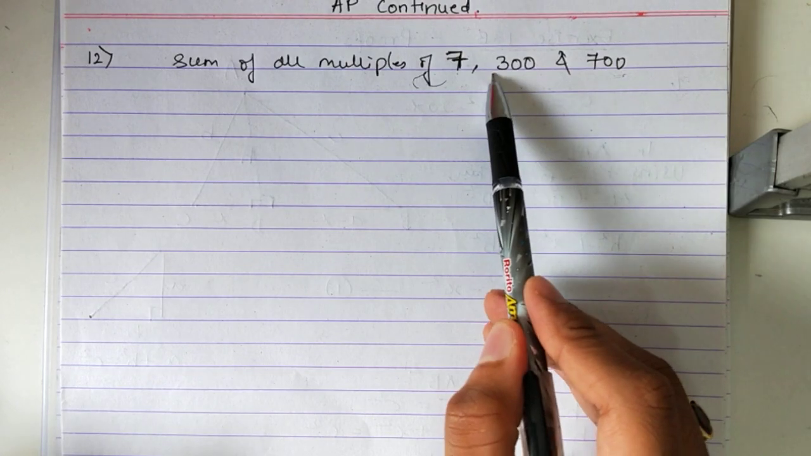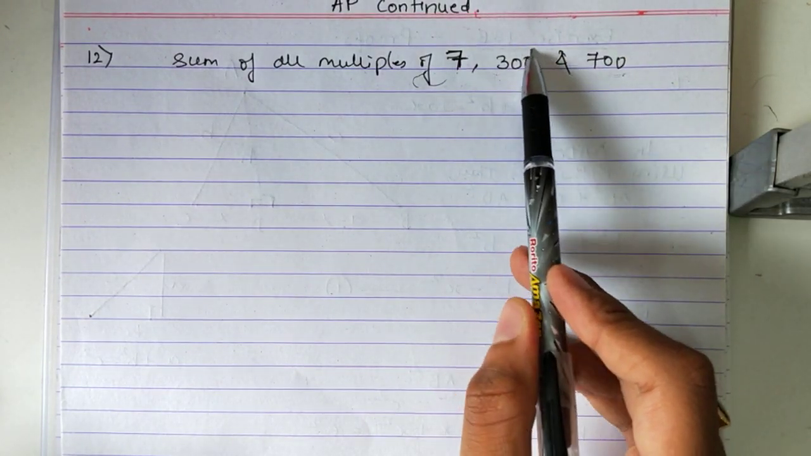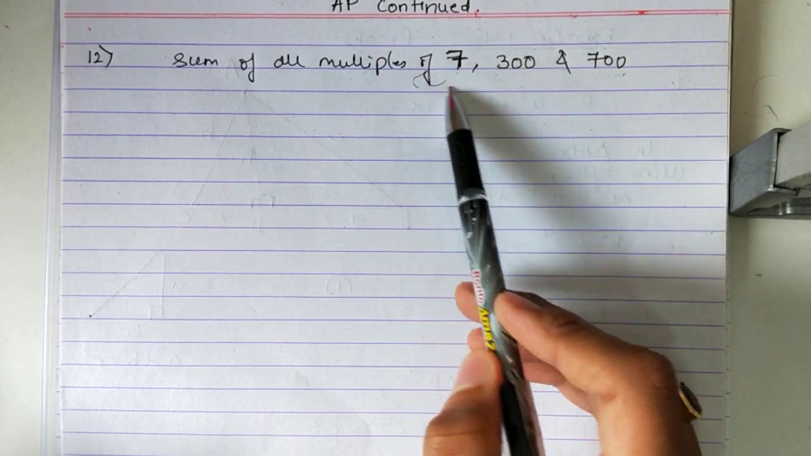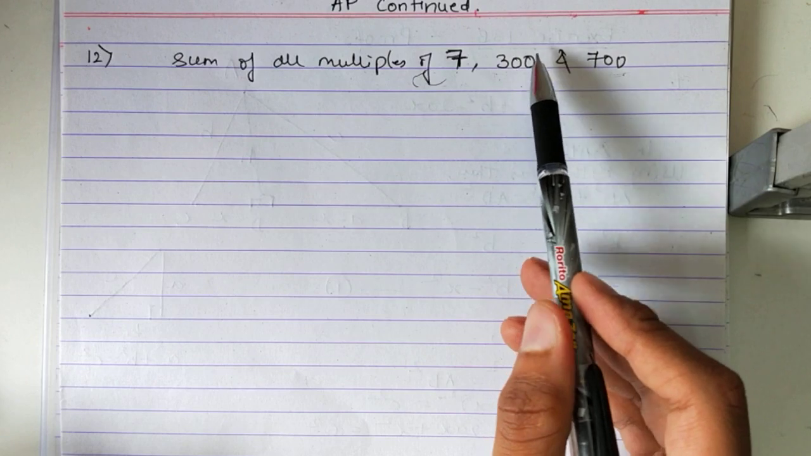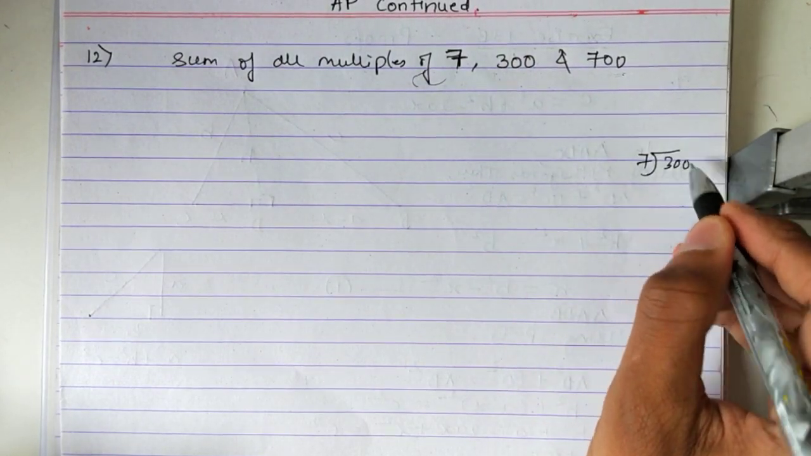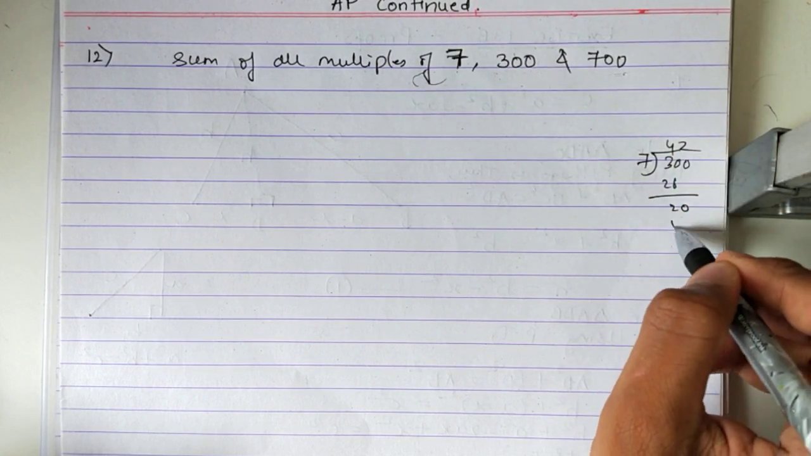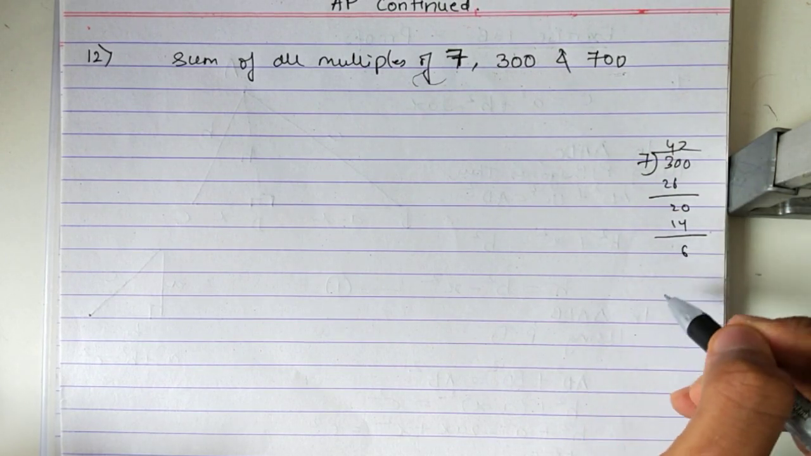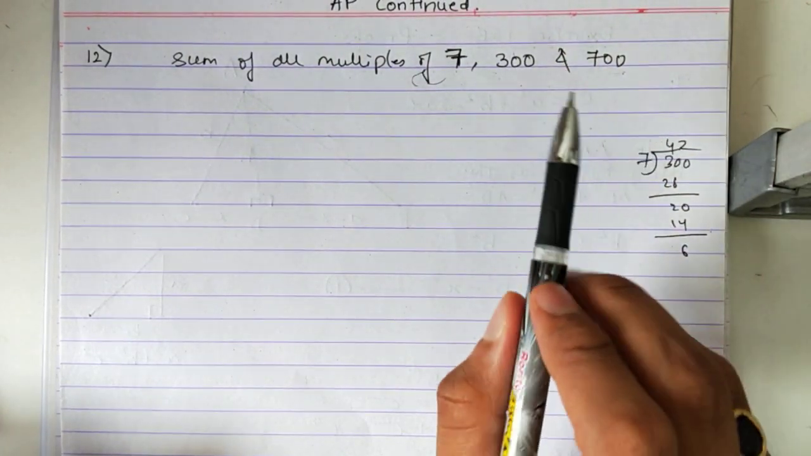So the numbers are between 300 and 700. Let's find the first number which is a multiple of 7 and which is between 300 and 700. So what is the first number after 300? See, 300 itself, is it divisible by 7? 7 4s are 28, 20, 7 2s are 14, remainder is 6. So that means 300 is not divisible by 7.